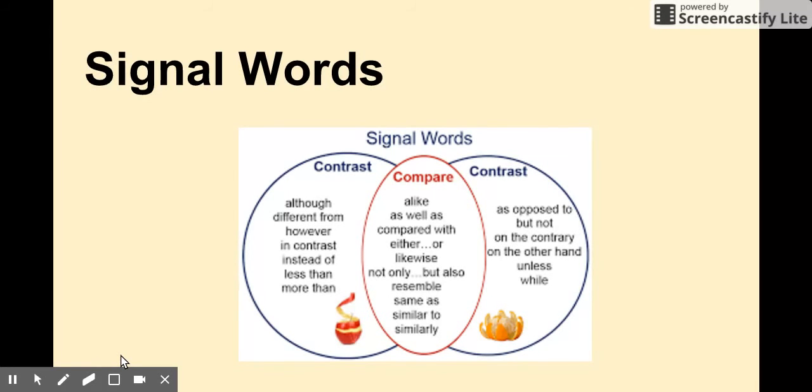Now, in the middle, you tell how they are the same. And these are the signal words that let us compare. Alike, as well as, compare with, either or, likewise, not only, but also, resemble, same as, similar to, and similarly. Now, those are our signal words. Whenever you're reading a text, make sure that you look for those words. Now, don't think that because you see it just once, it lets you know that this whole writing or the whole essay is compare and contrast. You have to see those words repeatedly, or you have to see at least multiple of those words to actually have a compare and contrast relationship.